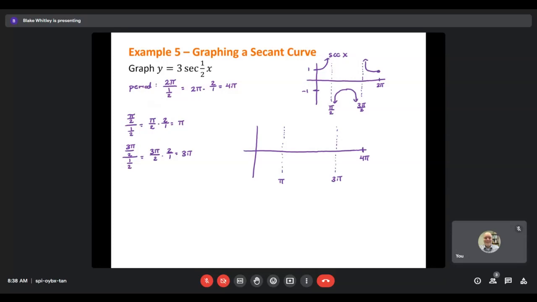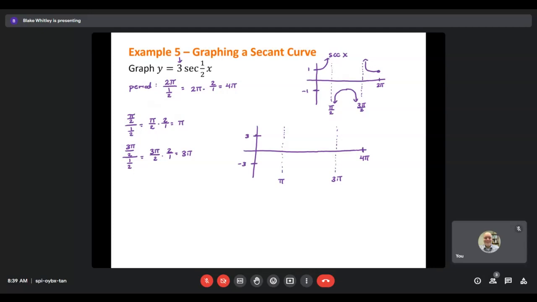Now, the other thing we have to pay attention to is we do have an A value this time. So we have this 3 out front. Remember, that's going to change what those y values are. And so I just need to make sure that my graph is at 3 and -3 along the y-axis now. Other than that, no reflections. So our graph should have that same basic shape as the original.